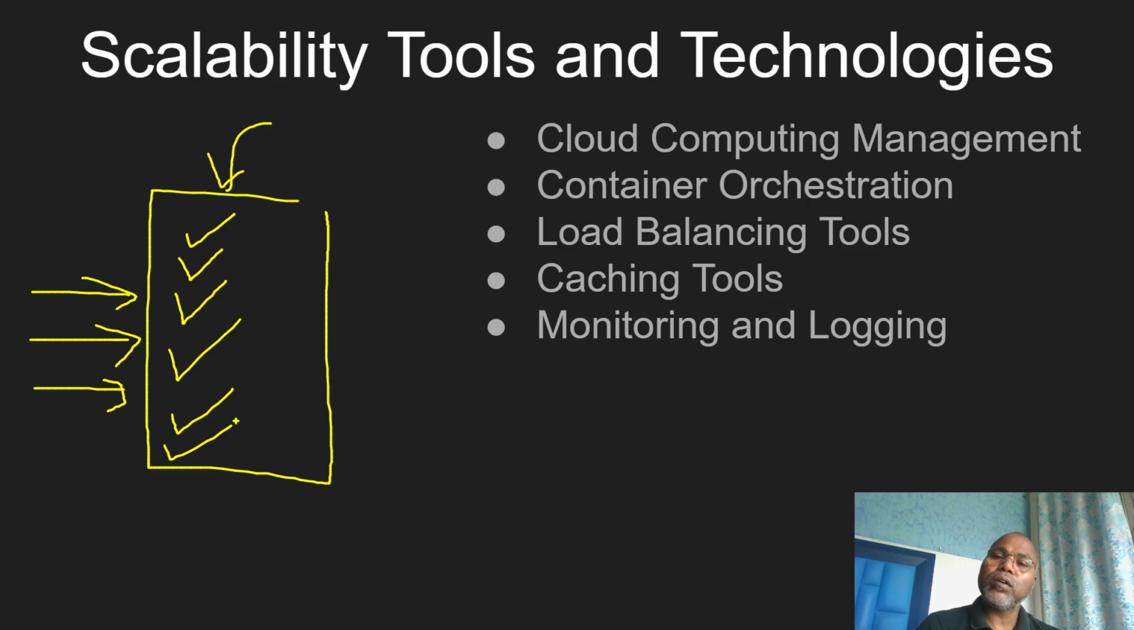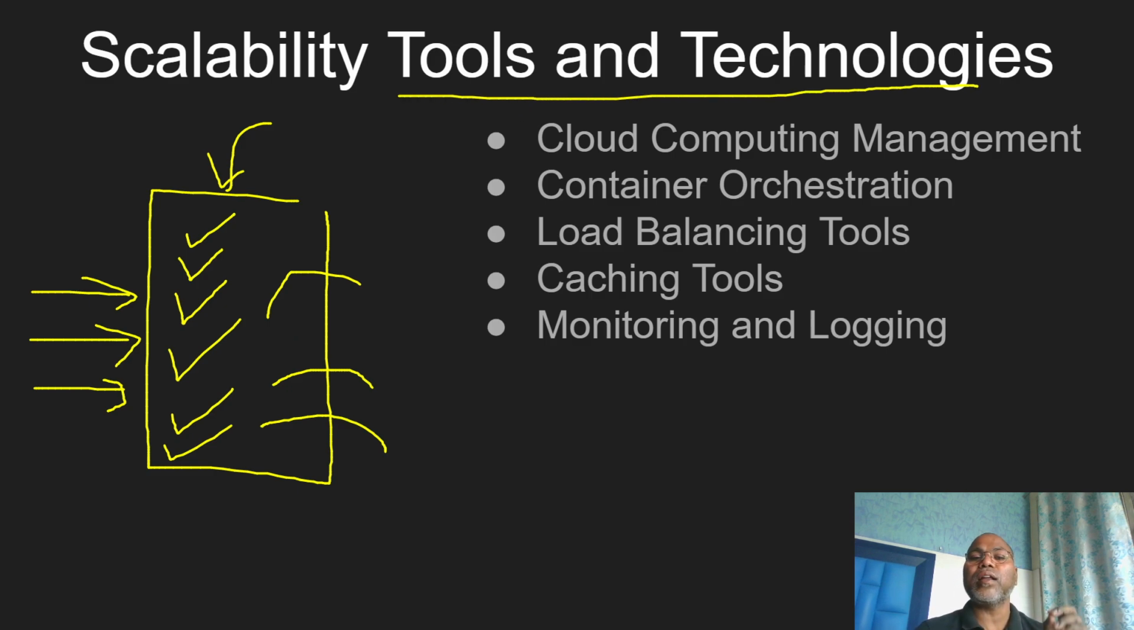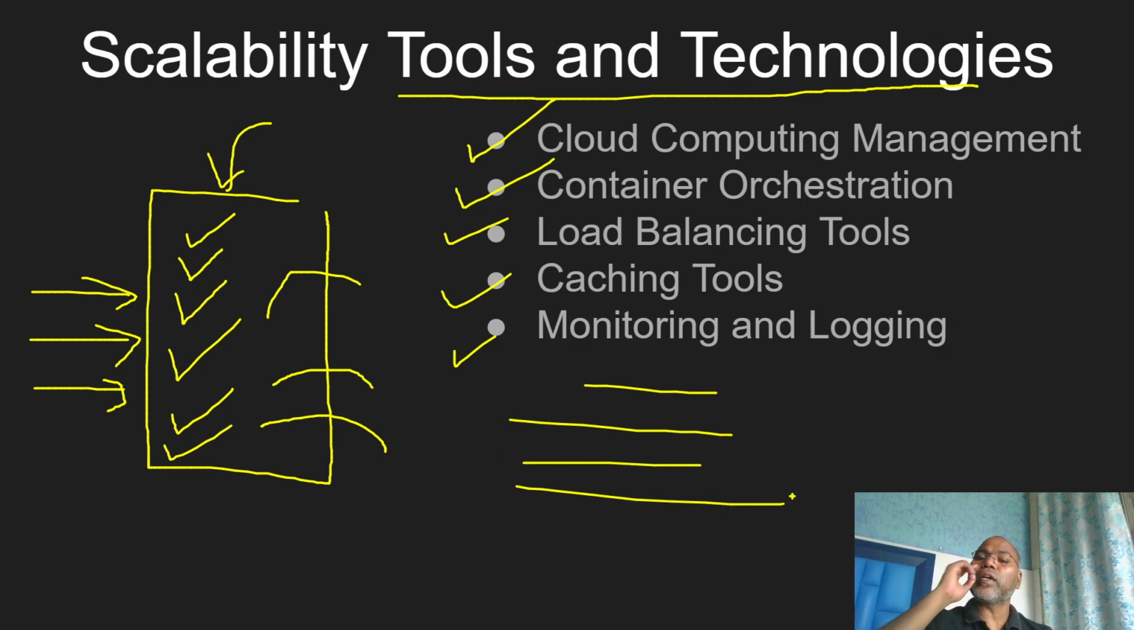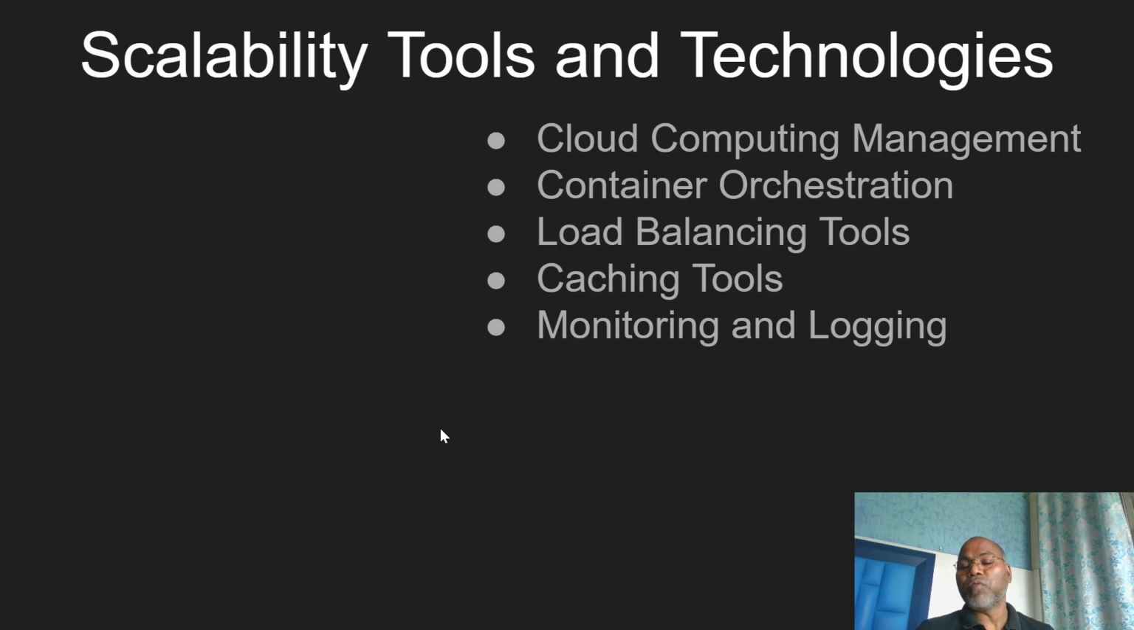Let's talk about a couple of tools and technologies that help us meet this. If you want to implement caching, load balancing, or a message queue, you are not going to design and invent something yourself. Tools and technologies already exist in the market, and we just have to select and use them. There are cloud service providers, container orchestration, load balancing tools, caching tools, monitoring and logging tools. Dozens of tools and technologies exist for building and designing scalable applications. I am going to talk about a couple of them, but these are not the only ones.